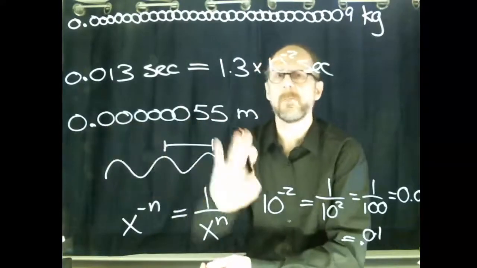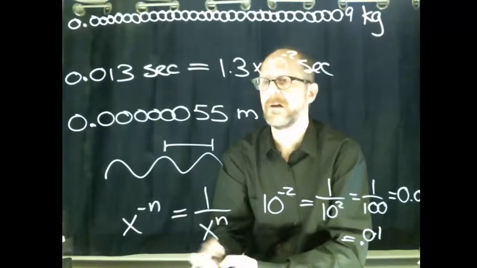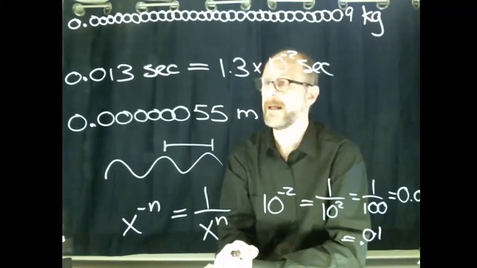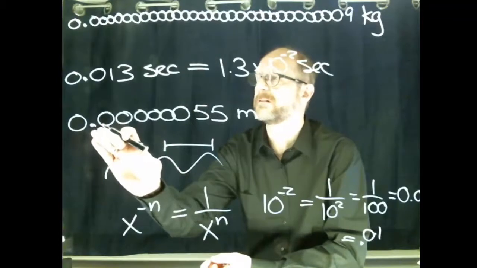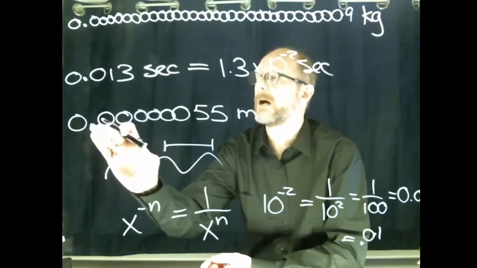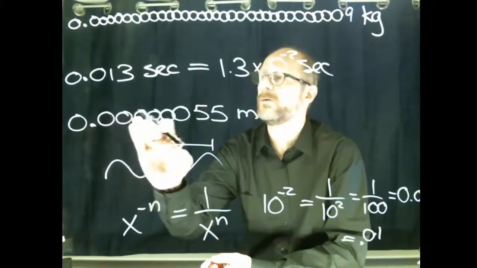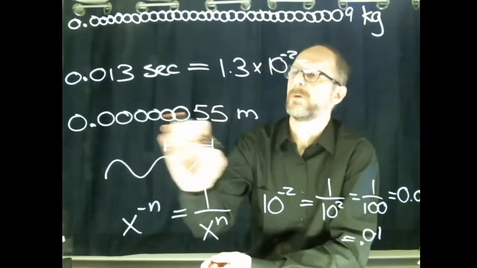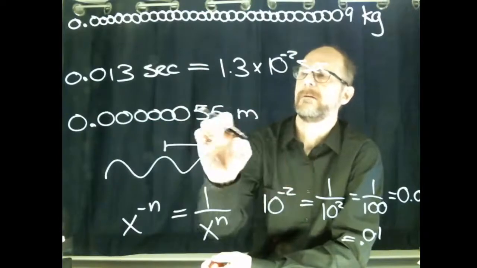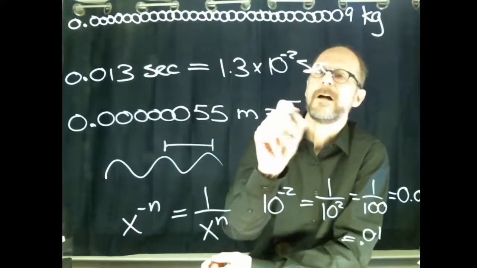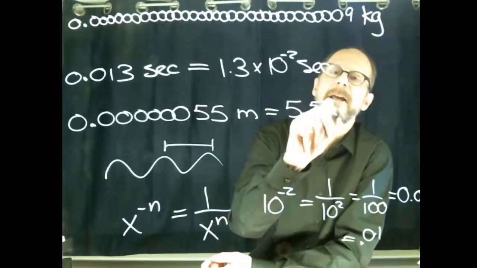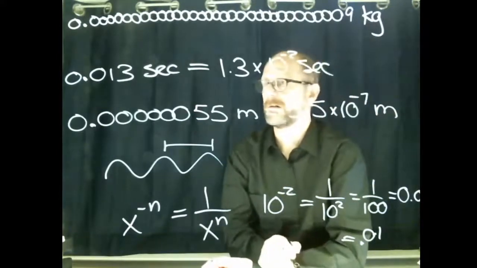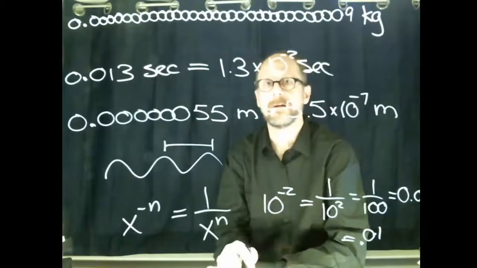But when we get more and more zeros, smaller and smaller numbers, then we really see the benefit of having scientific notation. So let's go ahead and count the decimal places here. If I want to move the decimal place 1, 2, 3, 4, 5, 6, 7 to bring it over here between the 5 and the 5, this becomes 5.5 times 10 to the negative 7 meters as being the wavelength of green light.